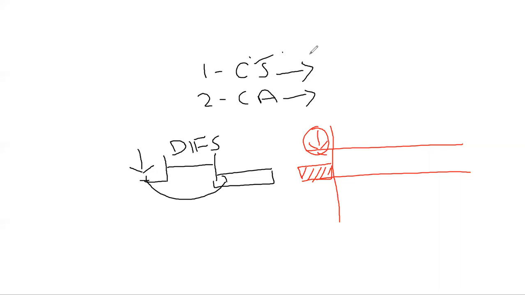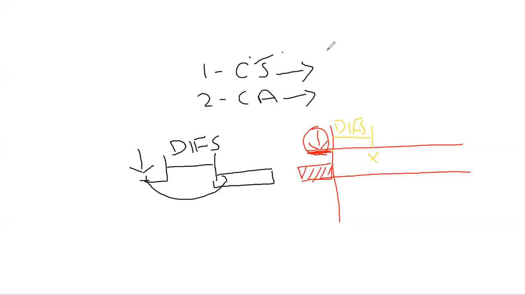Now, the process of carrier sensing, as discussed, is continuous, and this node will keep on sensing the medium until it gets free. When the medium gets free, what will happen? It will wait for the DIFS amount of time, and after waiting for the DIFS amount of time, it cannot transmit the information directly.